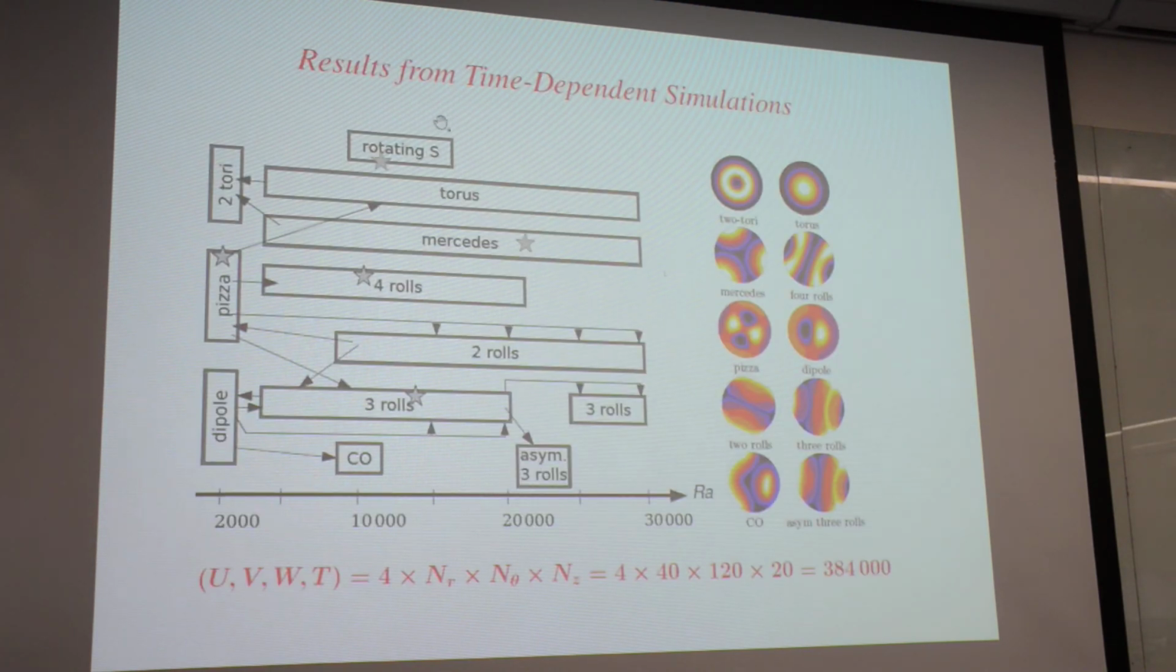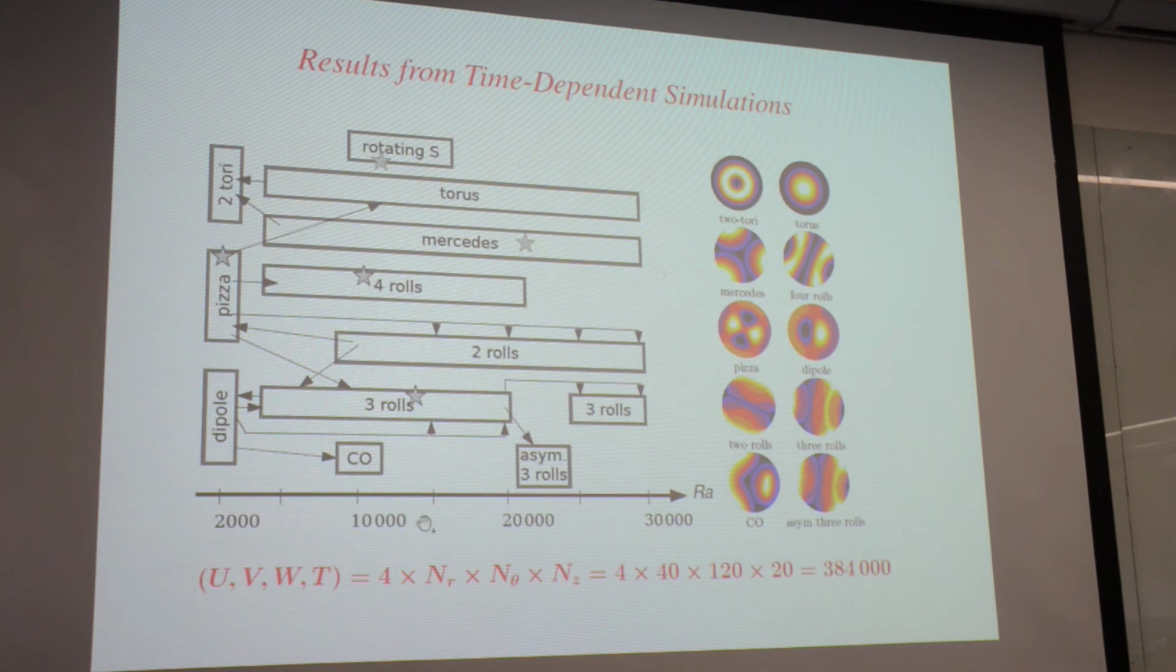And so we used time stepping. We used the u_t equals Boussinesq equations, and we got all of these patterns. We got all the ones that they had, plus some that they hadn't. These are vectors of size 300,000 when you take into account that we have the velocity, three components of velocity plus the temperature, and we have 40 radial modes, 120 theta modes, and 20 z modes. These are pictures of things that we found from time-dependent simulations.